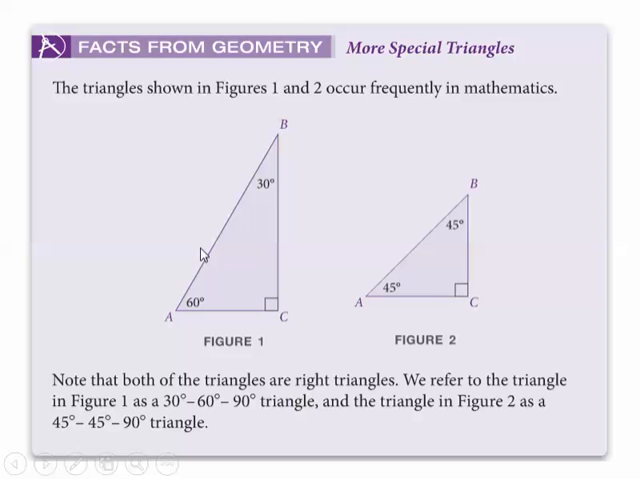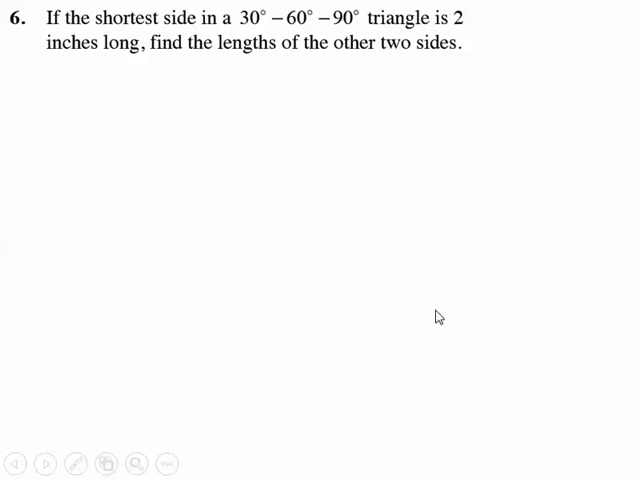So let's go to a question here. If the shortest side of a 30-60-90 triangle is 2 inches long, find the length of the other two sides. And there's like a little trick here that the book does not talk about. Because we don't start off with a 30-60-90 triangle right away. What we do is we start off with a 60-60-60 triangle, so that all the sides are exactly the same, and all the angles are exactly the same. That's kind of what we start off with first. And it's a little bit of a trick here.